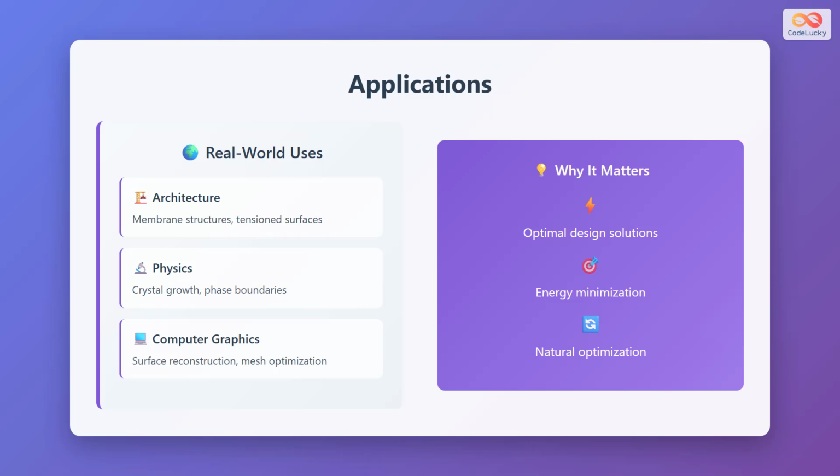Now let's look at the real-world uses. Geometric measure theory has applications in architecture, such as membrane structures and tension surfaces. In physics, it is used in crystal growth and phase boundaries. In computer graphics, it helps with surface reconstruction and mesh optimization. It matters because it provides optimal design solutions, energy minimization, and natural optimization.